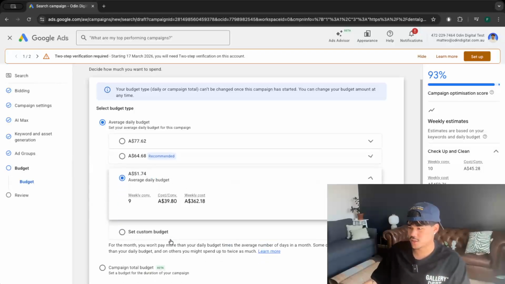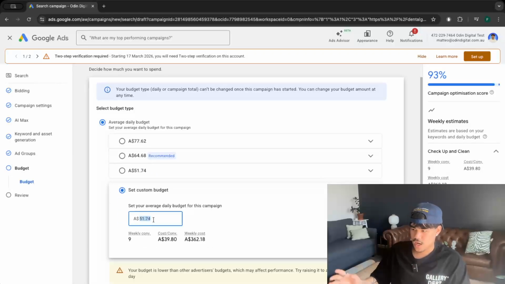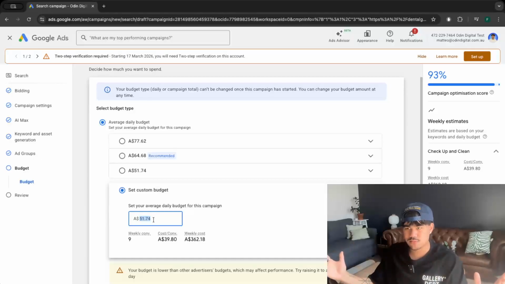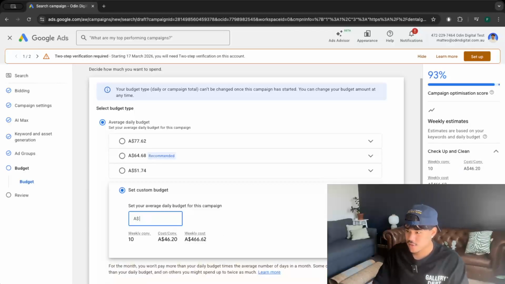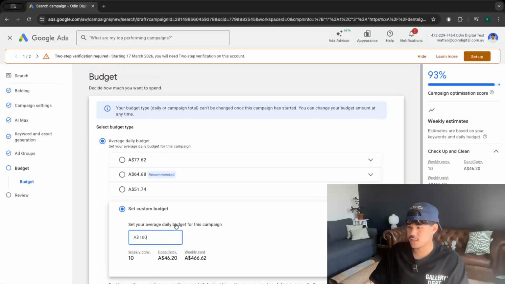So usually you'd set a custom budget here. I usually tell people to have a budget for a month and then just divide that by 30 days in the month on average, right? So if it's $1,000, we go 33. If it's $2,000 a month, it'd be like that. If you're spending $3,000 a month, then we'd spend $100 a day, right? And then another thing to note here, let's say you're spending $33 a day.